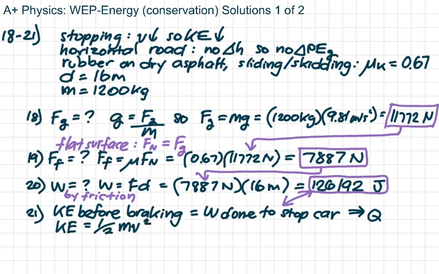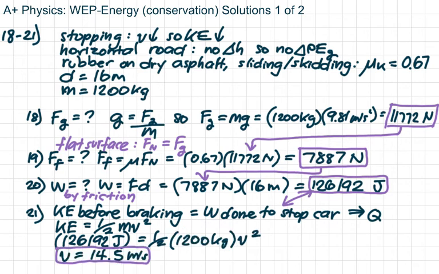I know the mass, I know the kinetic energy, which was the amount of work that was needed to stop the car. If it has 126,192 joules of kinetic energy, that is exactly how much work you need to do to reduce the kinetic energy to 0. In other words, stop the car. You wind up with a speed of 14.5 meters per second. Again, don't forget to square root because the v is squared in 1/2 mv squared.